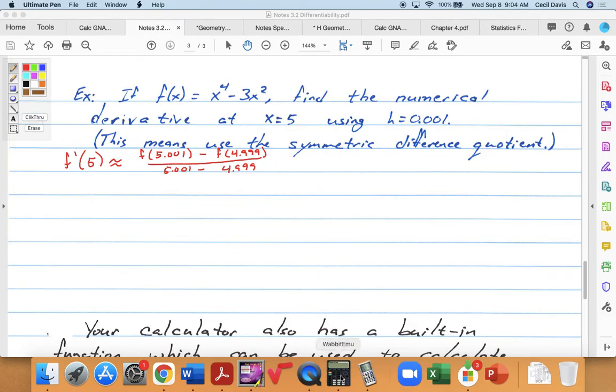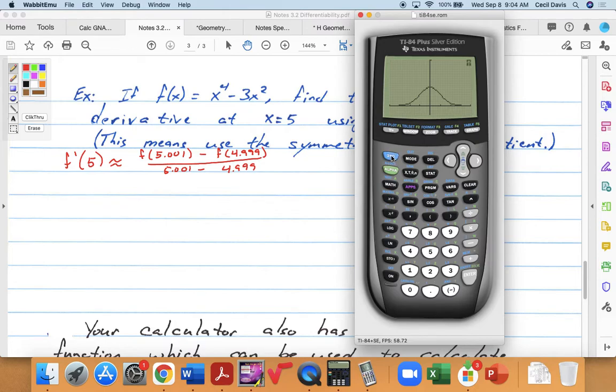Which is something you would definitely want to use a calculator for. You don't know it off the top of your head? No, I don't even know it off the bottom of my heart.